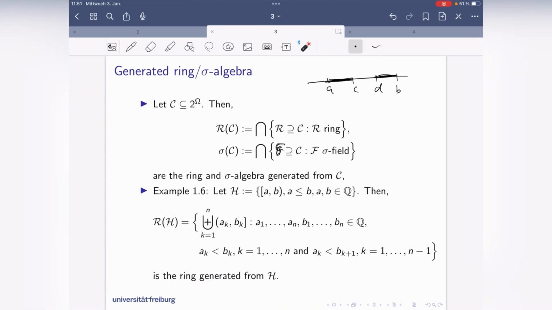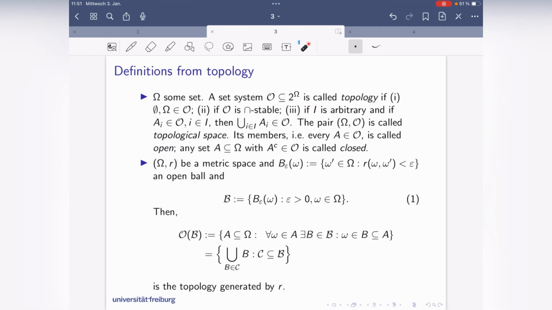I will have that this C here is a so-called topology. And you already heard what topology is, I hope. And I will recall some things here. The manuscript has it a bit more general than I have here, but still. So topologies are also set systems. So O is a subset of the power set. It's called a topology if, okay, empty set is in the topology, whole space in the topology, it's intersection stable, and it's union stable for arbitrary unions.